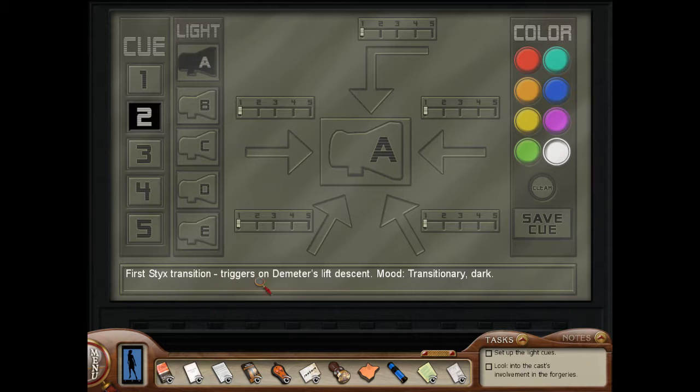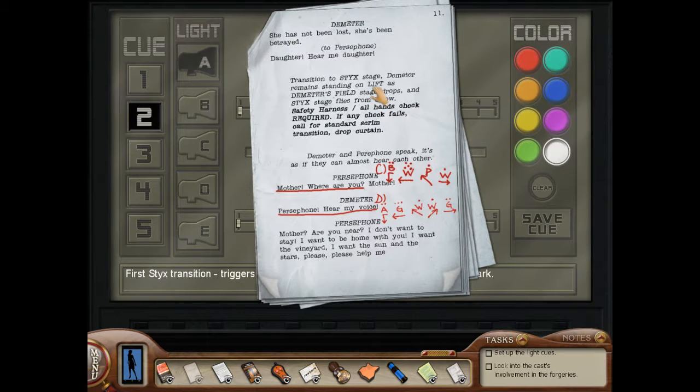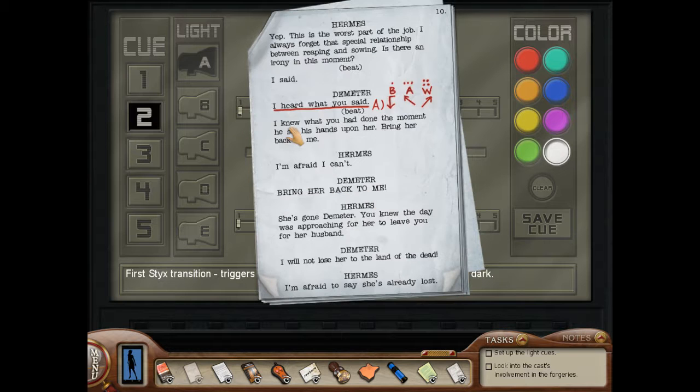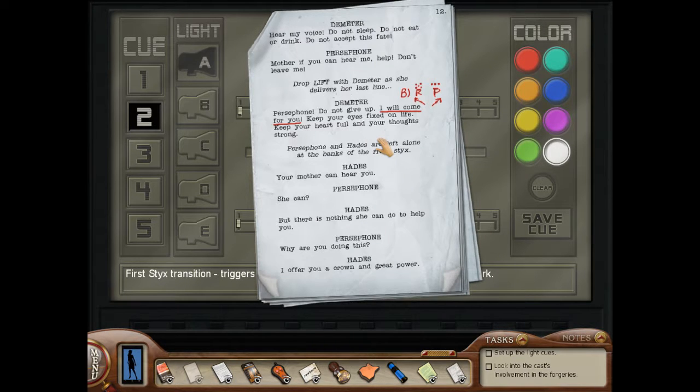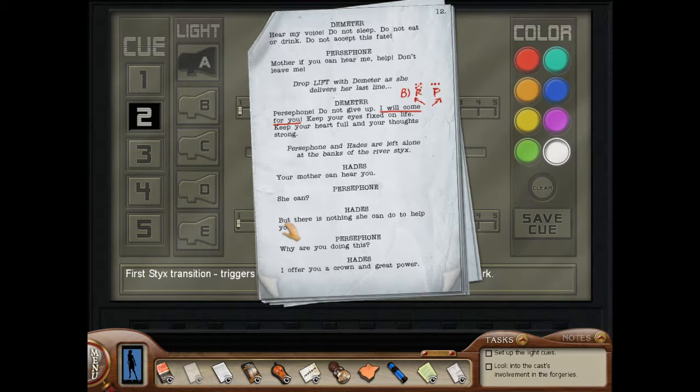Cue 2. First Styx transition triggers on Demeter's lift descent. Transition to the Styx stage. Demeter remains standing on the lift as Demeter's field stage drops. Demeter and Persephone speak. Lift descent. Drop lift. So that would be the lift descent, right? Okay. So it's light B.